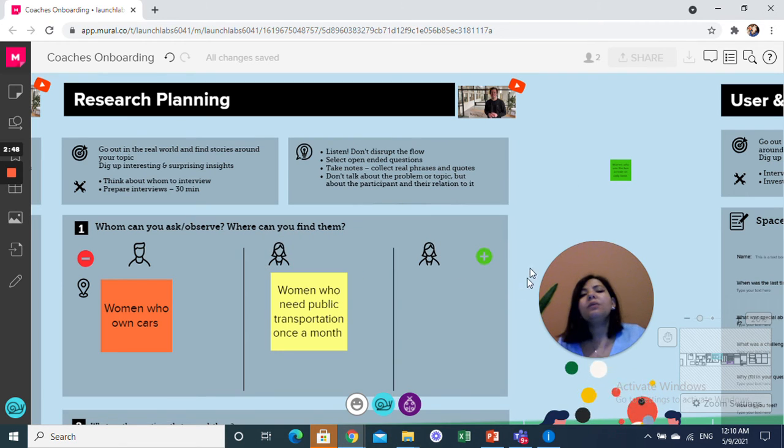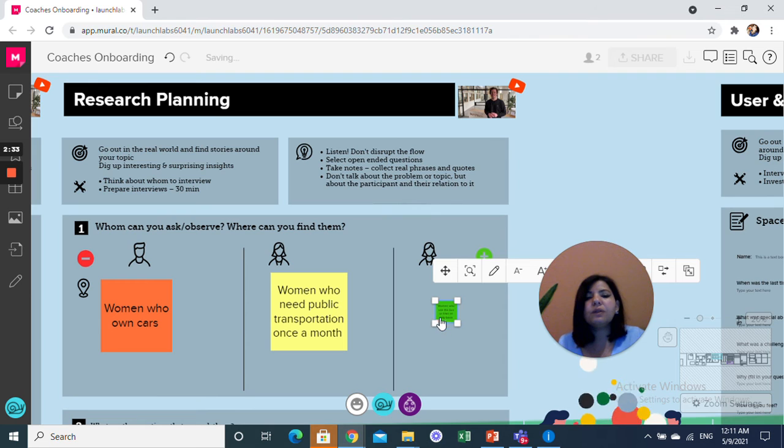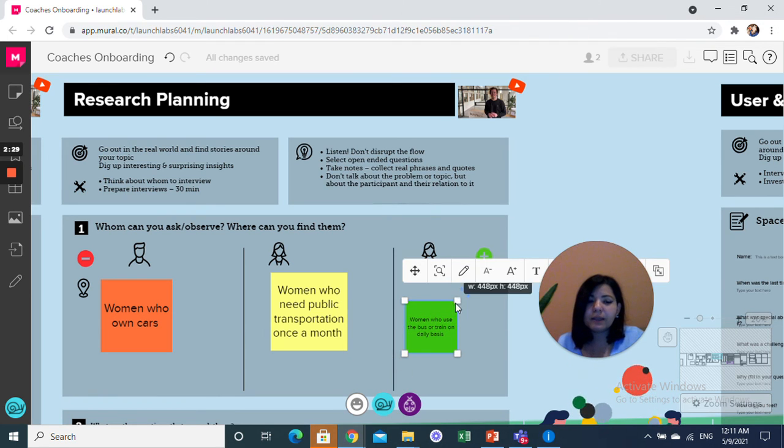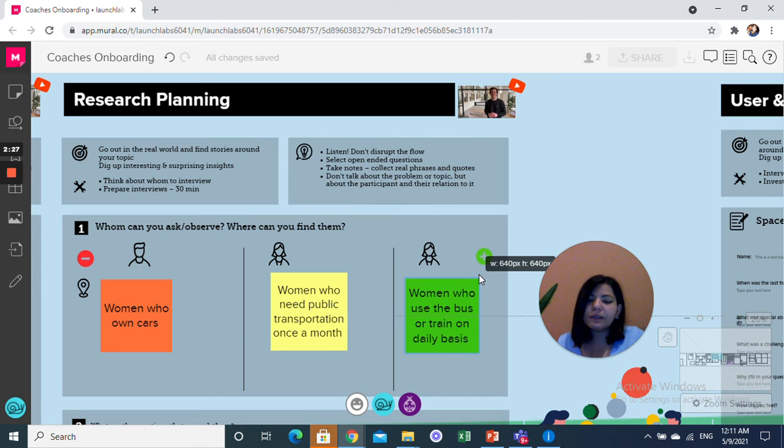The third one, which is here on the right, we're looking into daily users or maybe the frequent users of a certain product and service. And in this case, going back to the same example, we need to look into women who use public transportation, train, or bus on a daily basis because they need to travel or because they need to go to their work or to a certain destination using this public transportation. And we need to also formulate the right questions for these users.